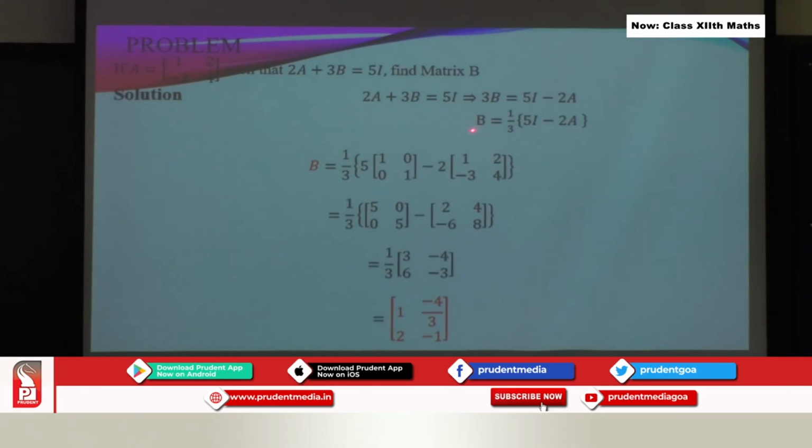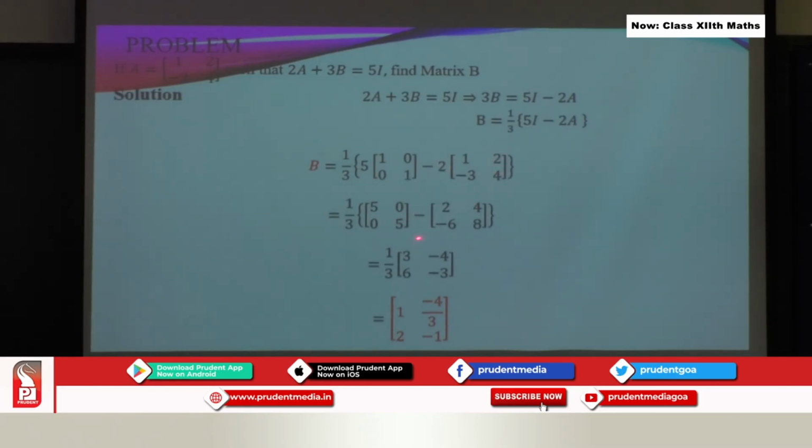Then afterwards, B equals 5I minus 2A, into 1 by 3. So I, as the identity matrix of order 2, I substitute. A, the matrix is given, I substitute the matrices over here, and 5 gets multiplied inside the identity matrix to get my scalar matrix. You can see the diagonal elements are equal and constant. So I get a scalar matrix of order 2.